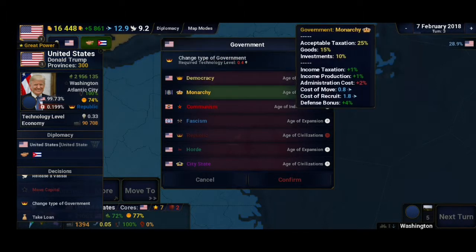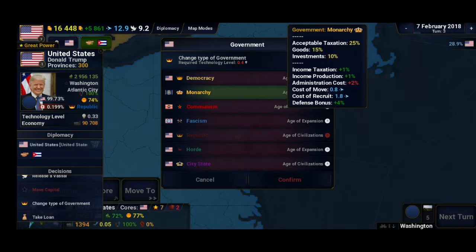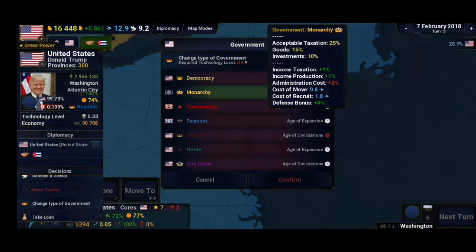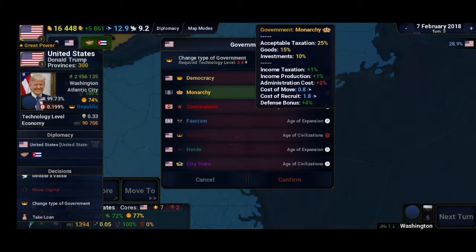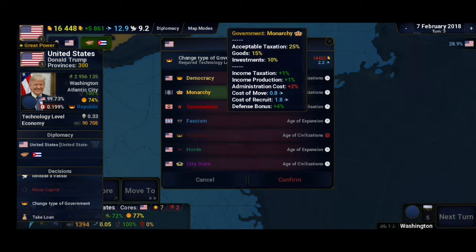For monarchies, you get up to 25% taxation, and you sacrifice a bit of income taxation for plus 1% income production. You get less administration costs with only plus 2%. Average cost of move and recruitment, but you only get 4% defense.